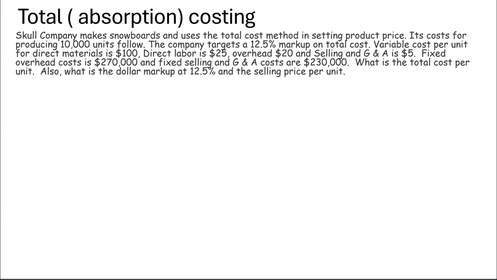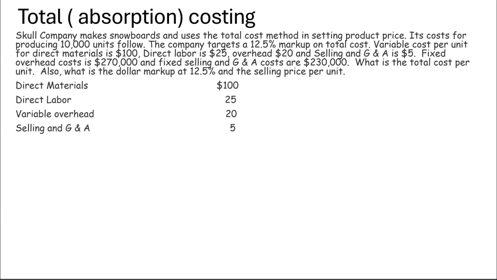So in this case, they have 10,000 units they're producing. The target profit is 12.5%. The variable cost per unit are $100 for materials, $25 for direct labor, variable overhead is $20, and variable selling and general administrative is $5. And then they have fixed overhead of $270 and fixed selling and G&A of $230. What is the total cost?